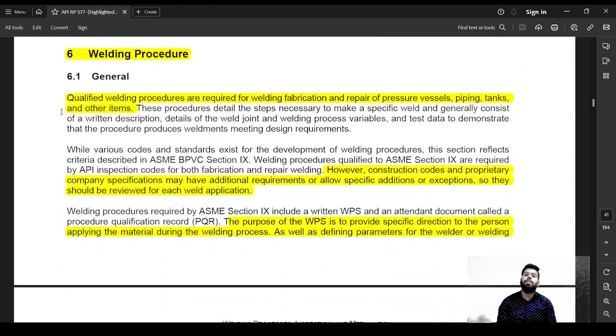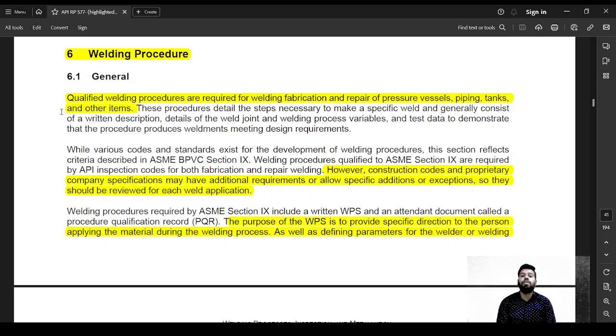Section 6 is going to be talking about welding procedures. We have talked about welding procedures very extensively when we talked about ASME section 9. But again, this would also talk about welding procedure. Most things are going to be referred to ASME section 9. Qualified welding procedures are required for welding fabrication and repair of pressure vessels, piping, tanks and other items.